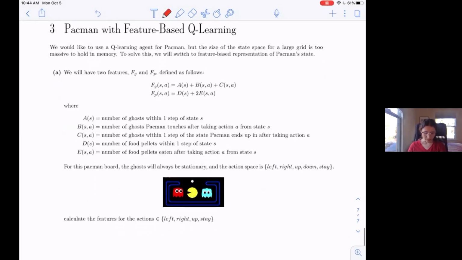We have two features here, f_G and f_P, which are defined as follows. They both take as input a state and action, and they consider different features to evaluate. f_G considers the number of ghosts within one step of state s, the number of ghosts Pac-Man touches after taking action a from state s, and the number of ghosts within one step of the state Pac-Man ends up in. f_P considers the number of food pellets within one step of the state s, and the number of food pellets eaten after taking action a from state s.